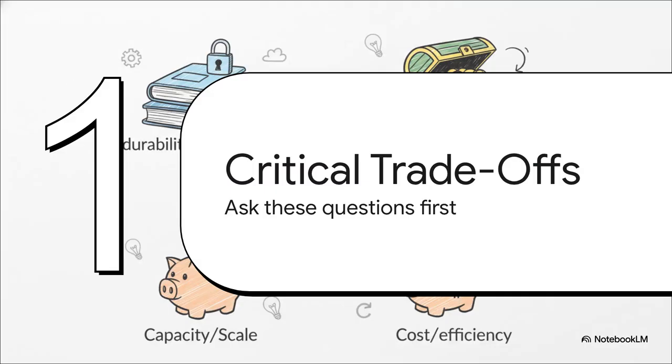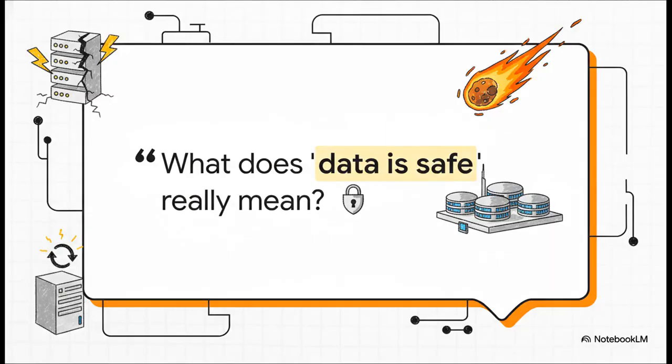Okay, so now we've got our building blocks. Let's get to the real core of our framework. These are the 5 critical questions you absolutely have to answer before you write a single line of code to choose the right storage for your project. Question number 1 is all about durability. When you say you want your data to be safe, what does that actually mean?